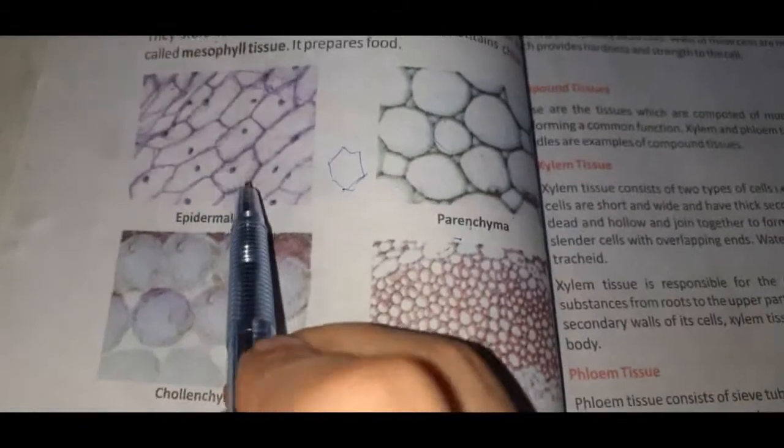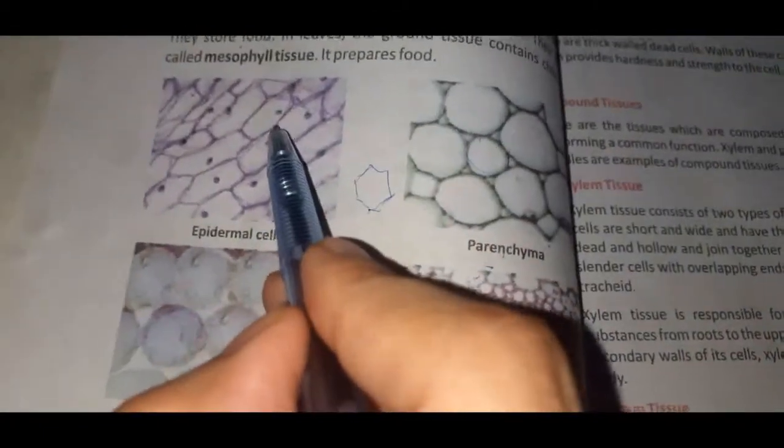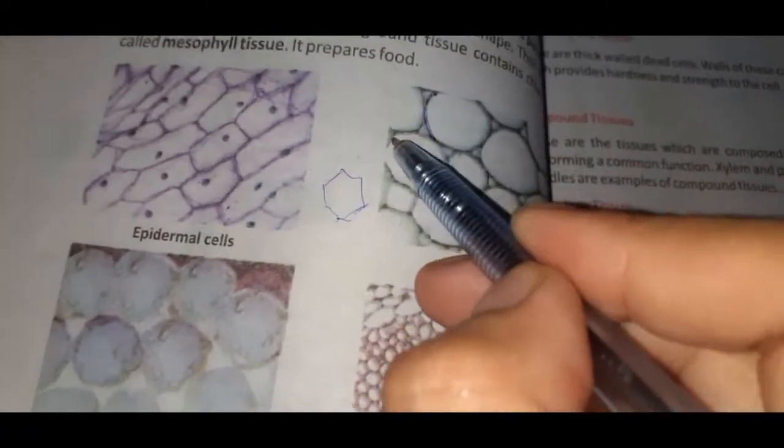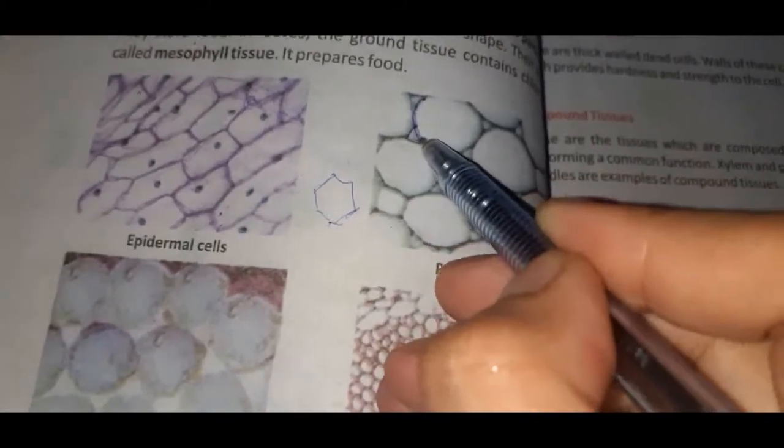Over here in epidermal cells, there are no intercellular spaces. Intercellular spaces means that if this is a cell, this is another cell, and this is another cell, in between them there is a space.